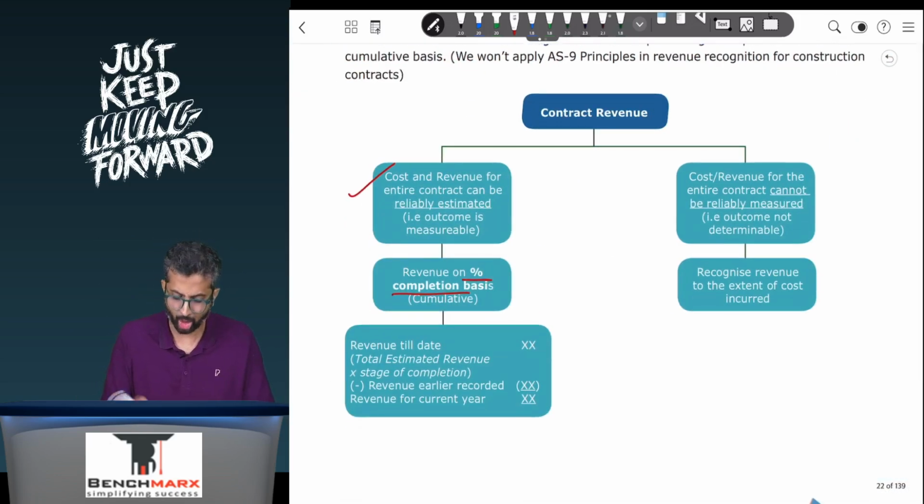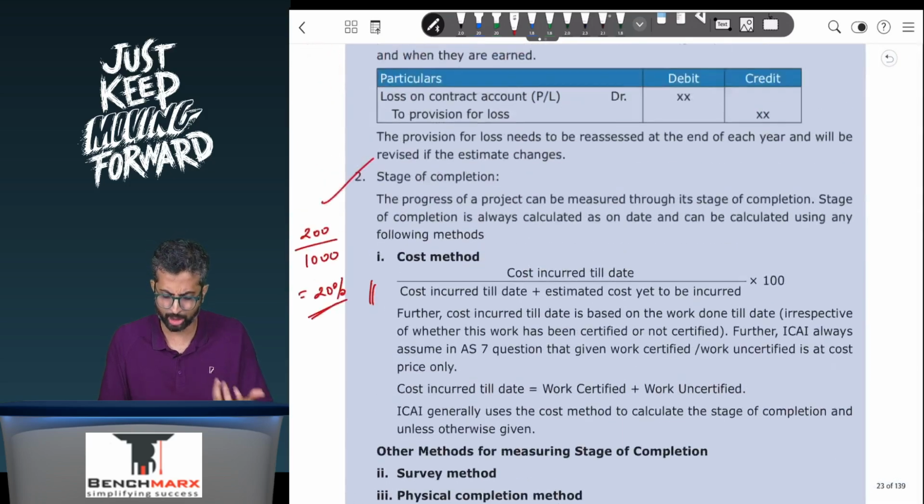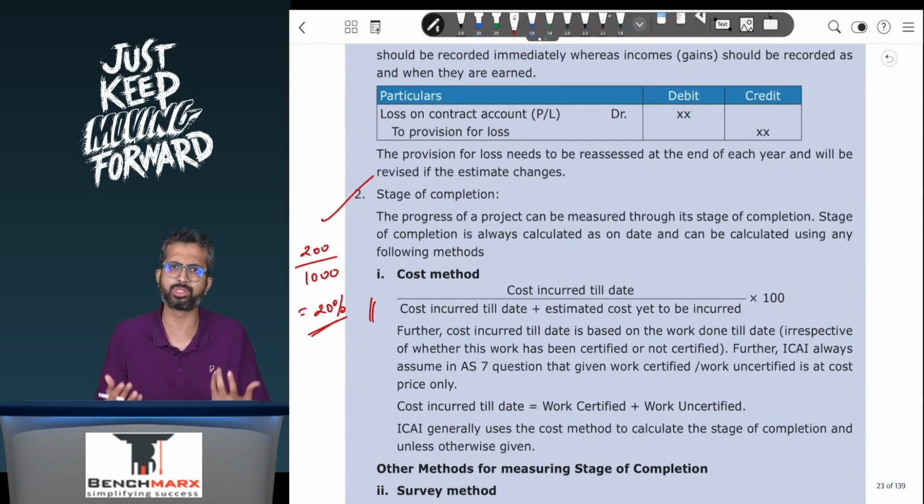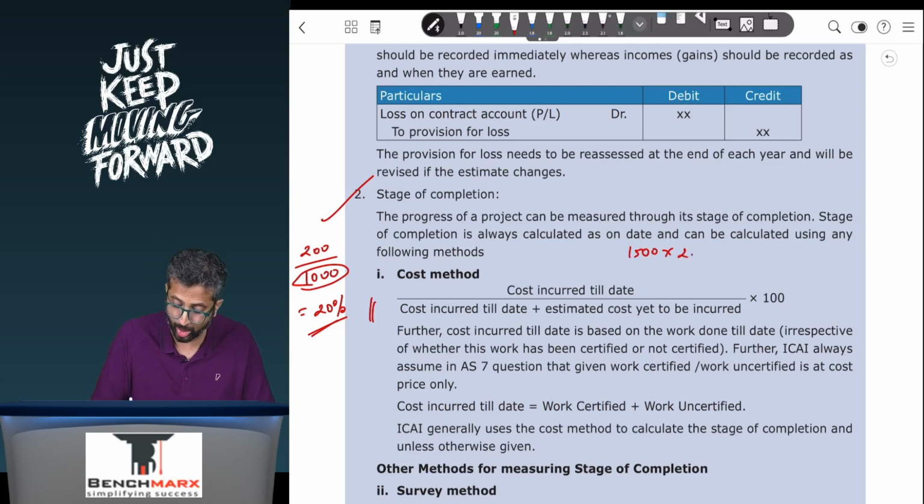Now the thing is, contract revenue. How will you recognize the contract revenue? Well, is it necessary that your contract revenue is 1000? No, it may be 1500. Let us say 1000 is the estimated cost. So if the revenue is 1500, we will take 1500 into 20%, that is the stage of completion, so 300 should be recognized. Now this is in the first year.